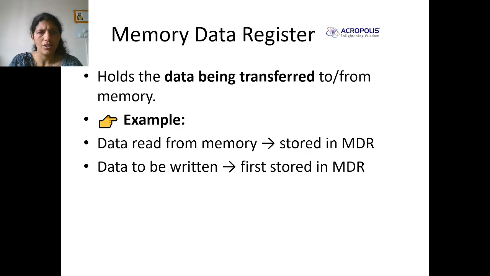Memory data register. It holds the data being transferred to or from the memory. When data is read from the memory, it is stored in the memory data register. Data to be written is first stored in the memory data register.